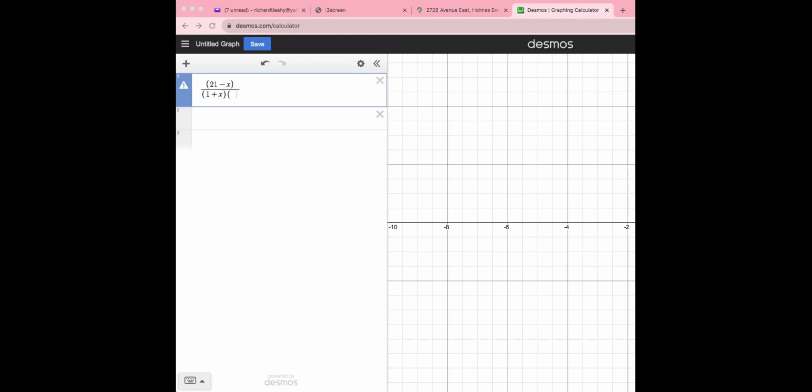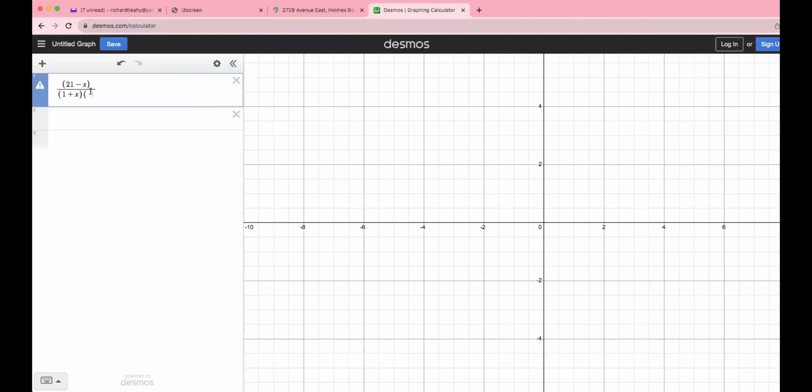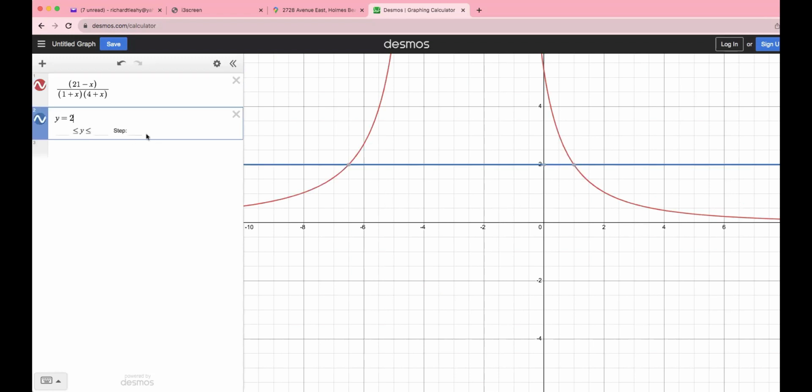Sorry, I had to go back and look at the other stuff there. And 4 plus x. And I want to see where this meets 2, so I'm going to do y equals 2. Don't worry about this step stuff. So you just look at the graph and you want to see where these intersect.